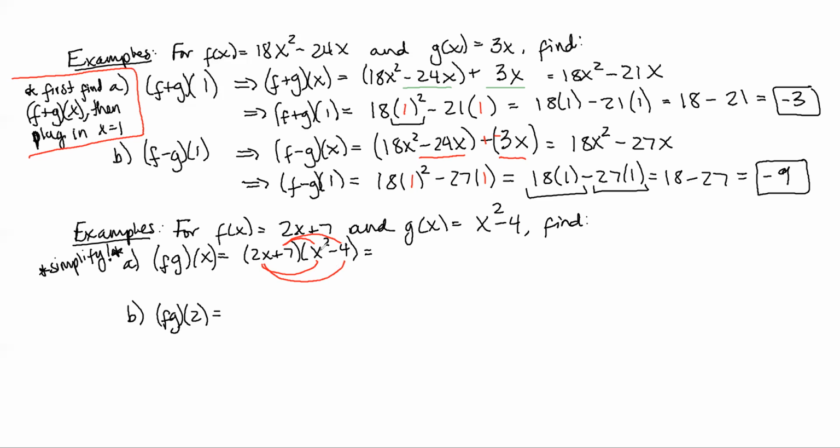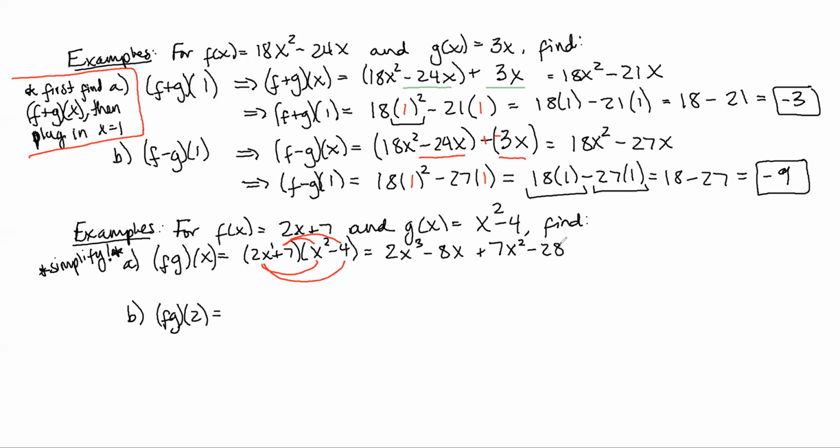So 2x times x squared, remembering your exponent rules here, we have an x to the first times x squared gives us x cubed because we add those. So we have 2x cubed. And then 2x times negative 4 is negative 8x. And then moving on to the 7, 7 times x squared is just 7x squared, so plus 7x squared. And then 7 times negative 4 is negative 28.